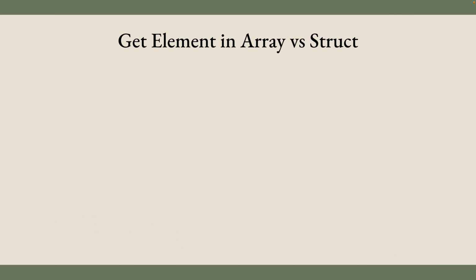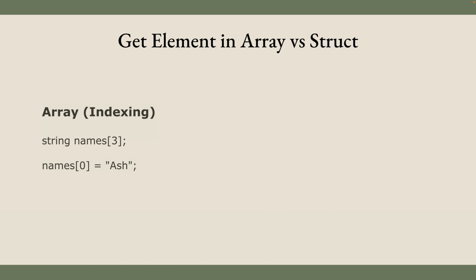Cool. So just to really drive it home, the difference between arrays and structs is how we get elements. The way we get an element in an array is with indexing. So if we have this names array of size 3, how could we set the name Ash to be in that 0th element of names? Yeah, so we'd say names of 0.